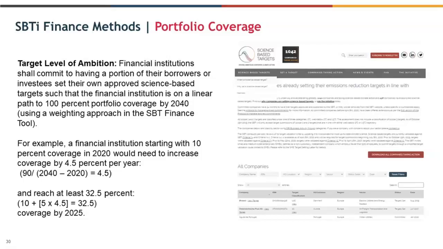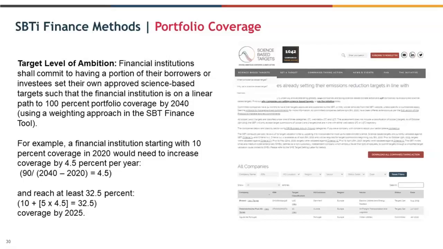And essentially, the method works, and the ambition is defined based on a linear projection of 100% of the portfolio coverage by 2040. So essentially, with this method, we want all investees in a certain portfolio to have science-based targets by 2040. And we have a number of different weighting approaches which are available in our SBTi Finance tool, which Donald will describe in a little bit more detail shortly.